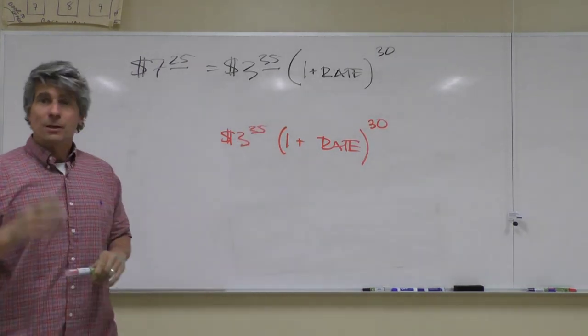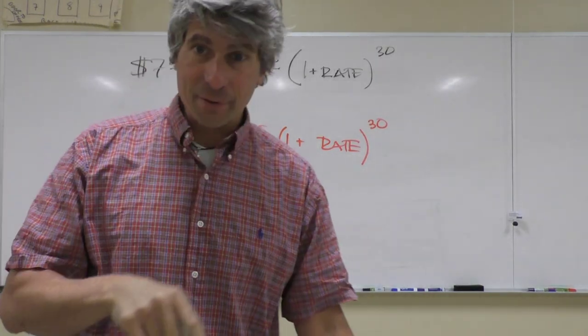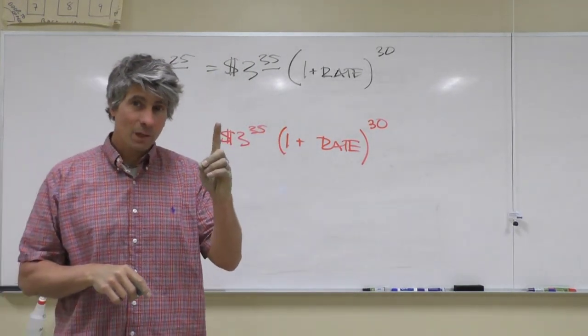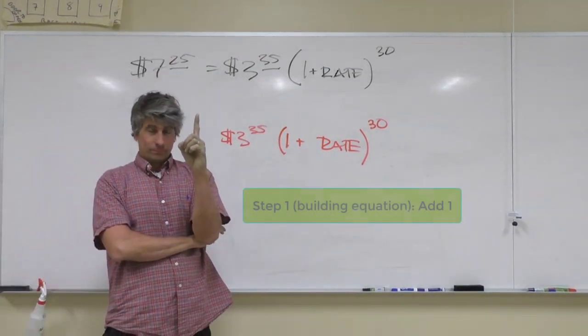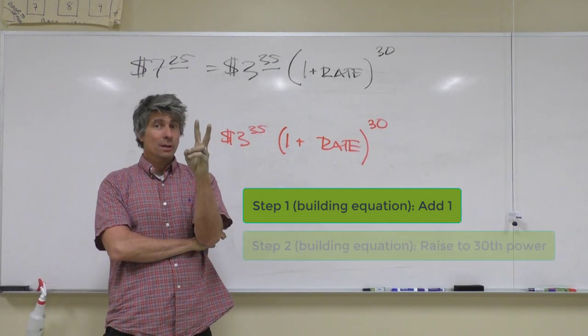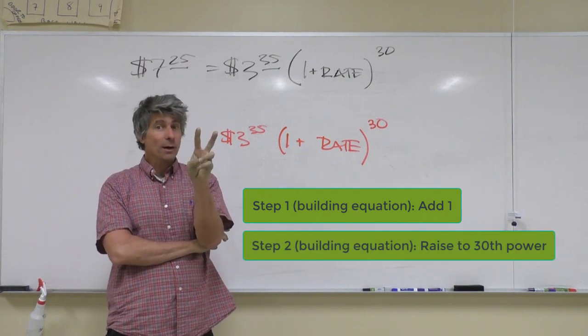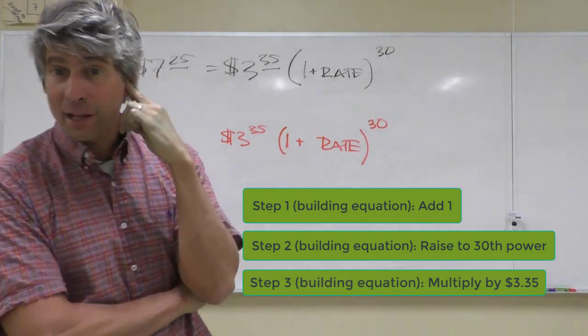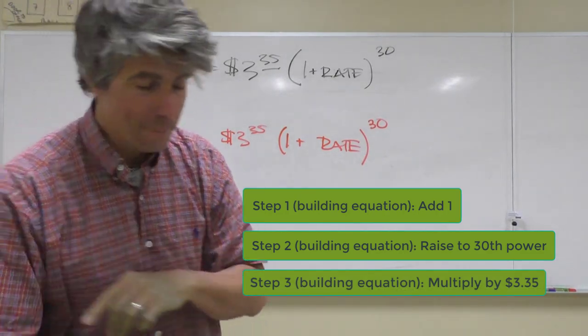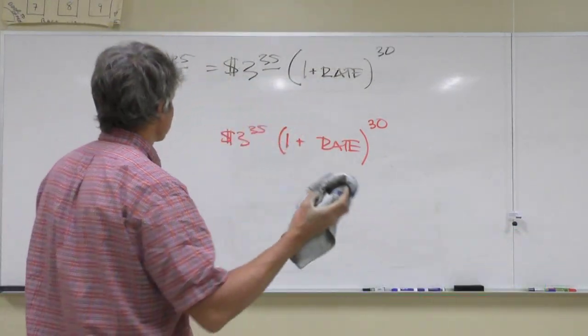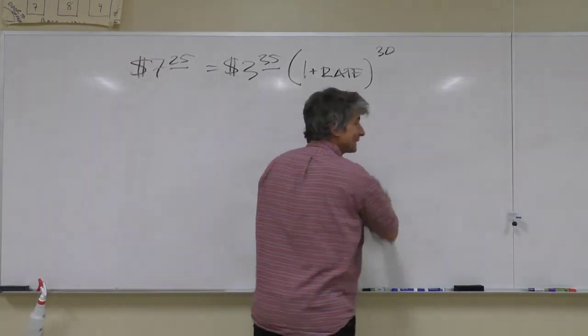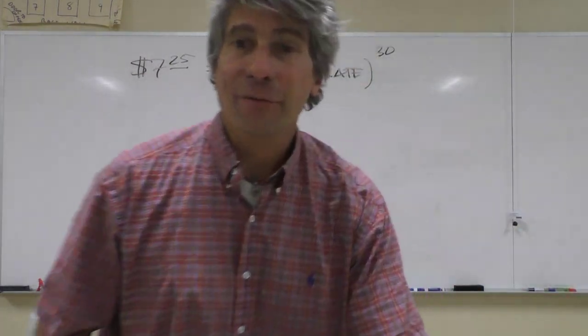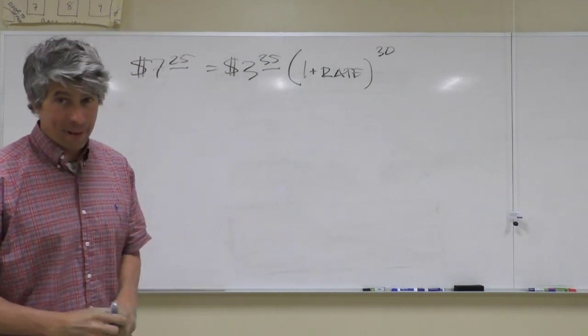$3.35. So again, an overlay on top of the video here. Step 1 was add 1. Step 2 was raise it to the 30th power. And step 3 was multiply by $3.35. Okay. Now I'm going to erase this, and we're going to see the steps that we have to do to undo that.